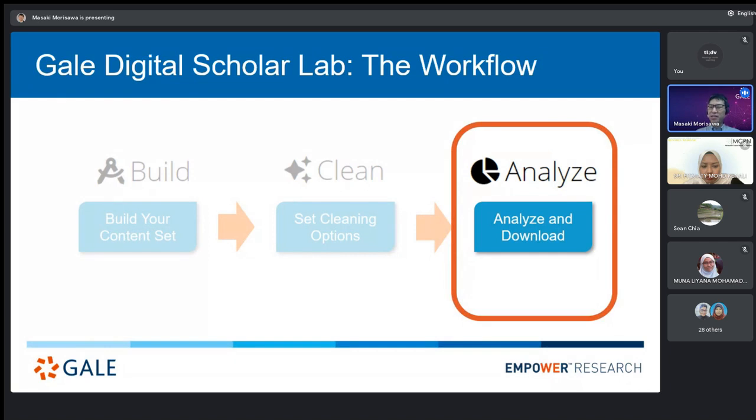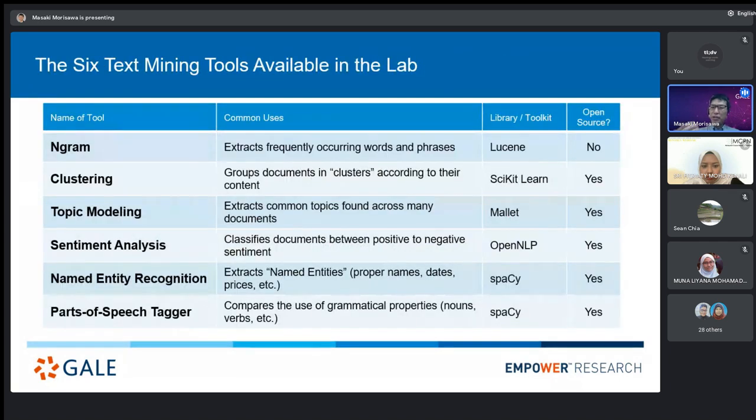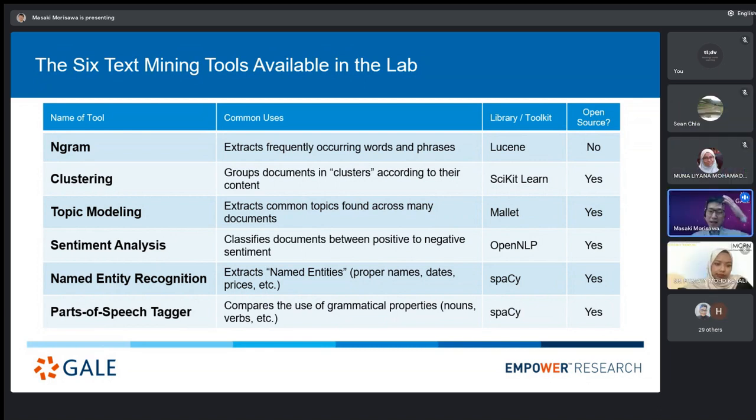And finally, the analyses tools. We have 6 different analyses tools that are built into the lab. And this is a list of all 6 of them. I will explain them in more detail in the following slides. But basically, you would notice that many of these are open source programs, tools, or libraries. And this is because when we were creating this Digital Scholar Lab, we asked the digital humanities community for feedback, and they mentioned that please try to use open source tools as much as possible for the sake of transparency.